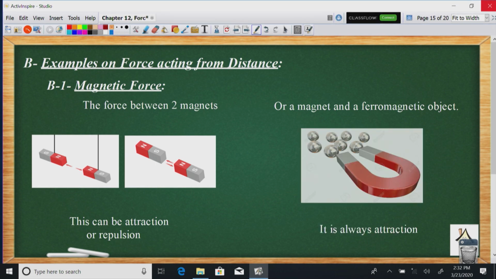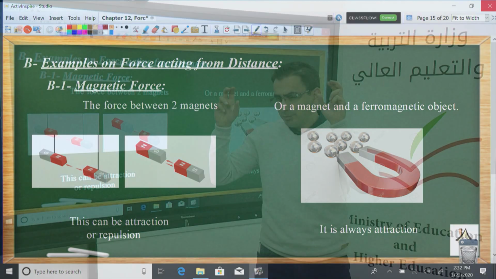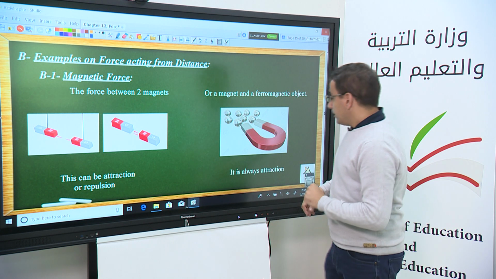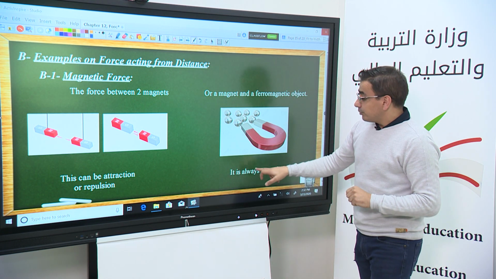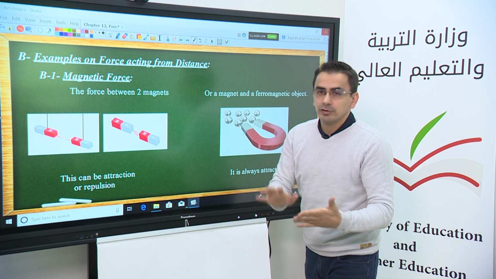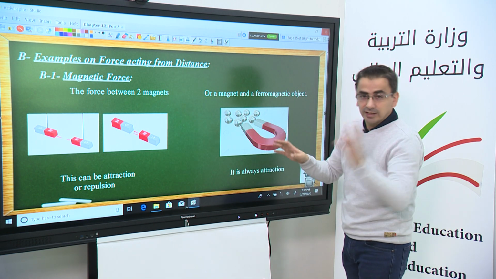Now, it can also be between a magnet and iron objects. We call these ferromagnetic objects. No need to worry about the name. But in general, a magnet can attract objects that contain iron, a type of iron. In this situation the force is always attraction. The magnet always attracts the iron; it can't push it away directly without anything else.